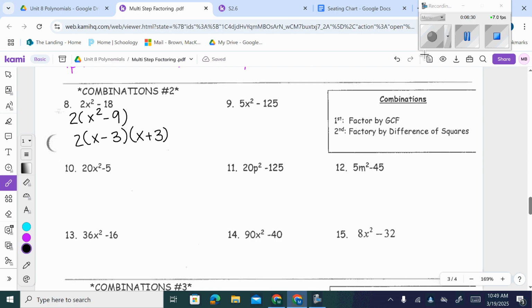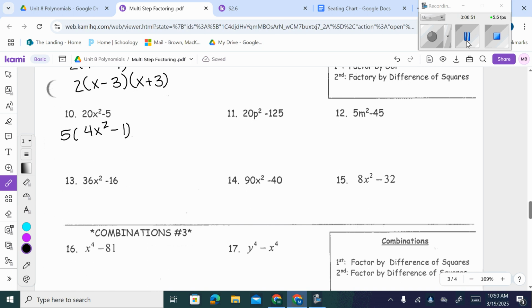All right, number 10. What's the GCF between 20 and 5? 5. So start by taking out your 5. What's this 20 going to become? 4x to the second, minus. All right, can you keep going? Yeah.